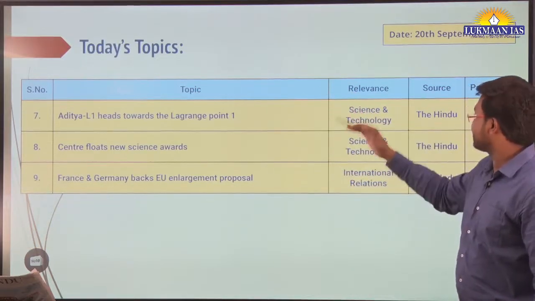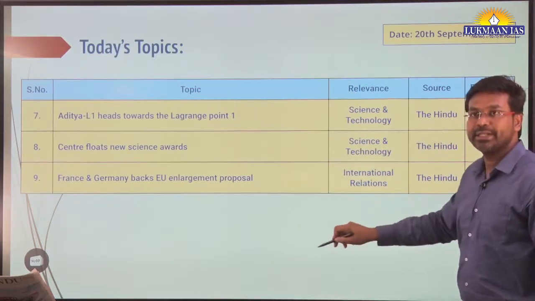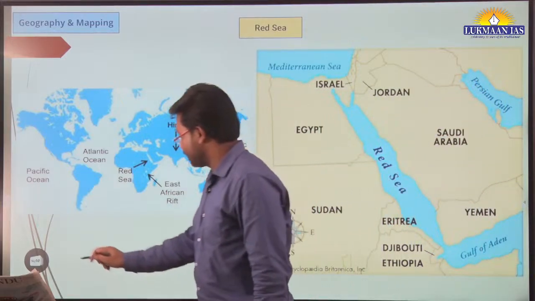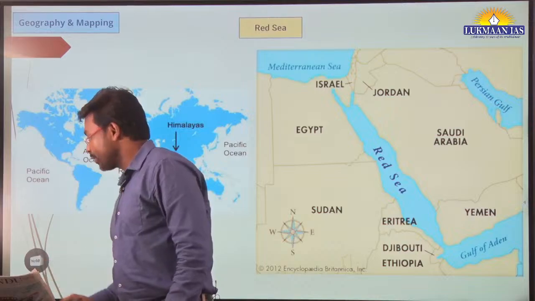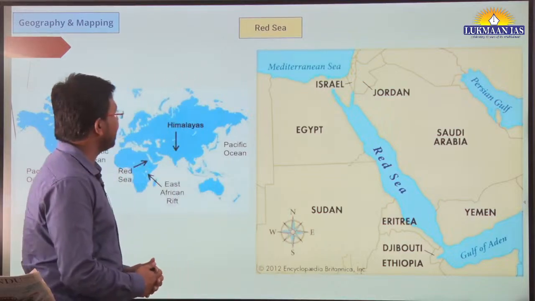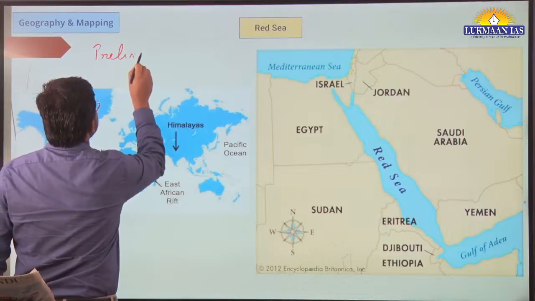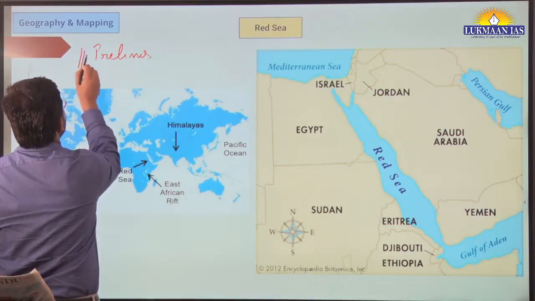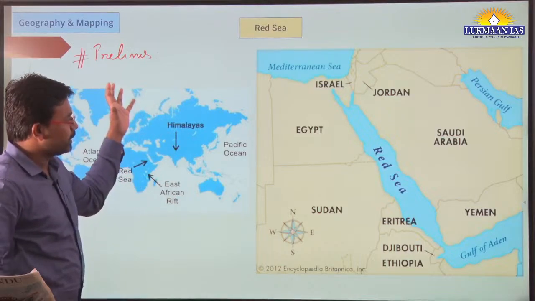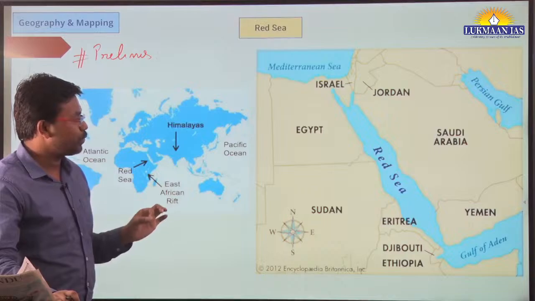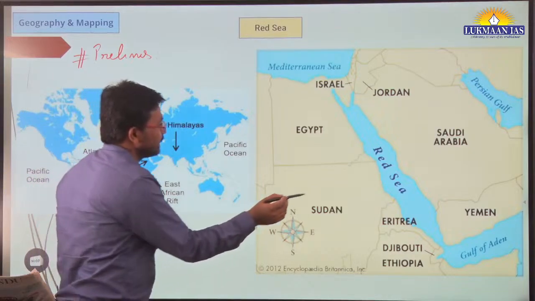The names of the topics, their relevance and page numbers are mentioned here. Let's start the discussion of the first topic. This topic is a mapping topic which is going to be important for the UPSC prelims examination. We are going to map a particular sea which is known as the Red Sea.